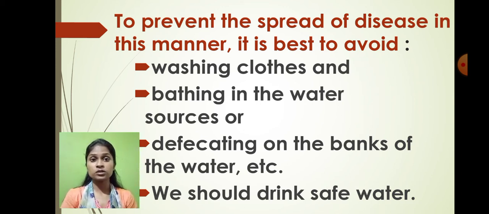And always remember that if we want to prevent the spread of diseases because of water, then we have to avoid certain things. What can we avoid? We have to avoid washing clothes on the riverbank, and we have to stop bathing in water sources like wells, rivers, etc. We also have to avoid defecating on the banks of the river. That means we have to avoid public places for toilets. And we should drink safe water. That means the water should be either boiled or filtered.